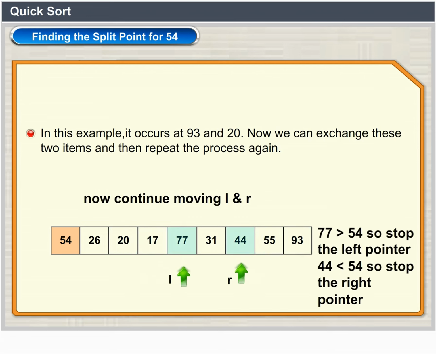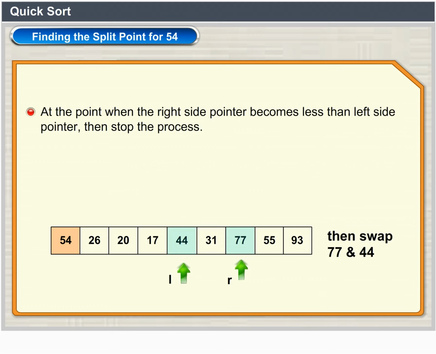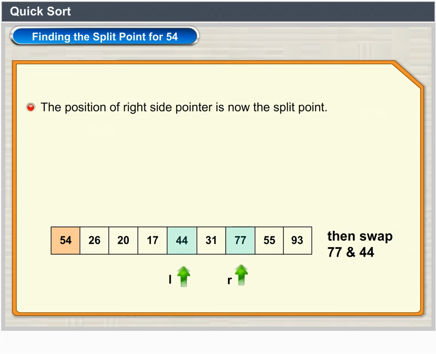77 is greater than 54, so stop the left pointer. 44 is less than 54, so stop the right pointer. Then swap 77 and 44. At the point when the right side pointer becomes less than the left side pointer, stop the process. The position of the right side pointer is now the split point.